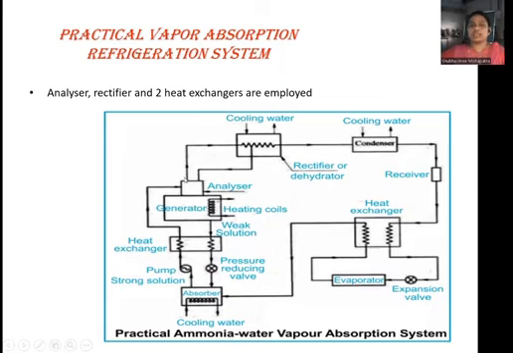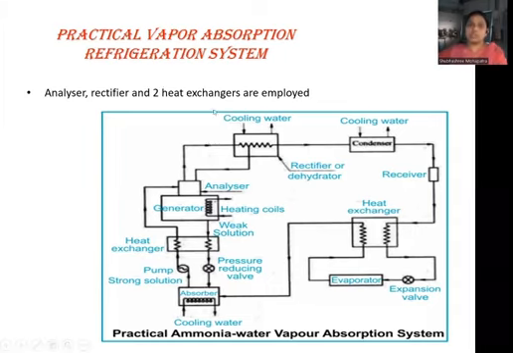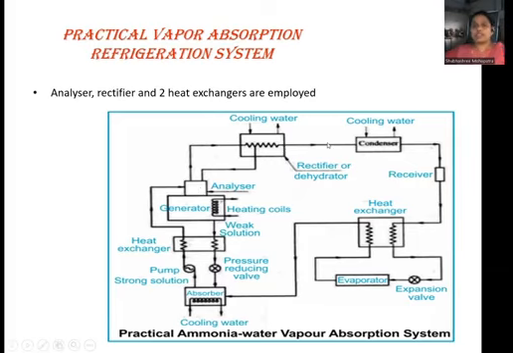The refrigerant leaving the analyzer has 99% vapor refrigerant, and there is also 1% moisture present. This 1% moisture is removed in the rectifier. In the rectifier, a cooling arrangement is provided, and when the vapor refrigerant with 1% moisture comes in contact with the cooling water, the moisture present gets condensed and comes back to the analyzer. The refrigerant leaving the rectifier is 100% pure vapor refrigerant.